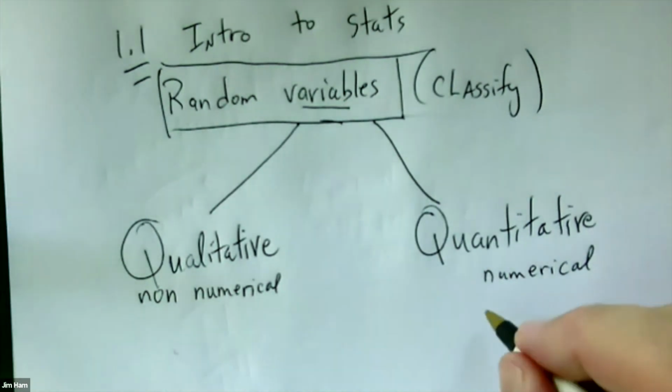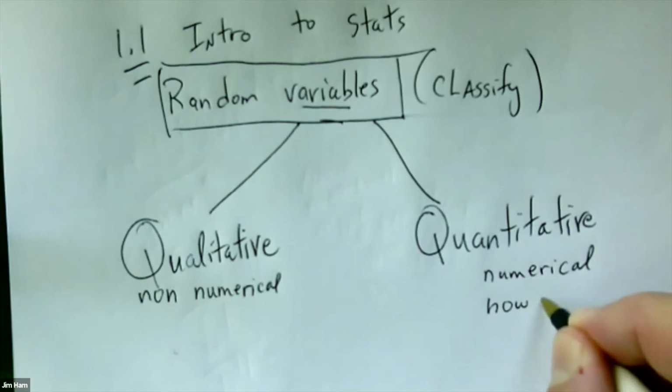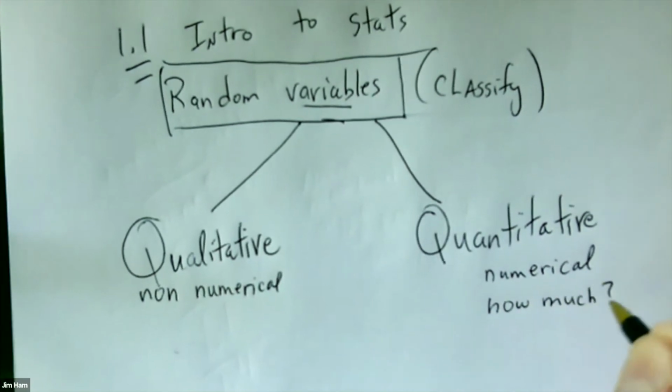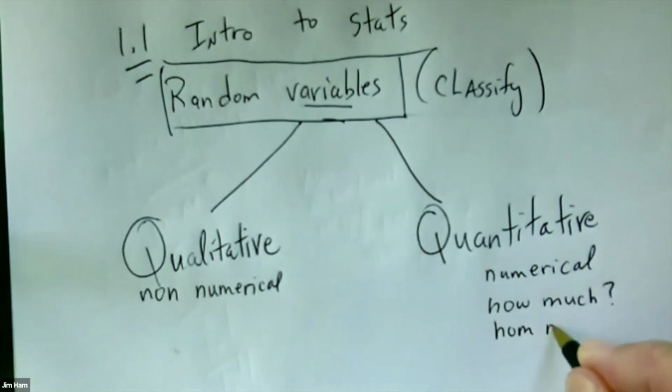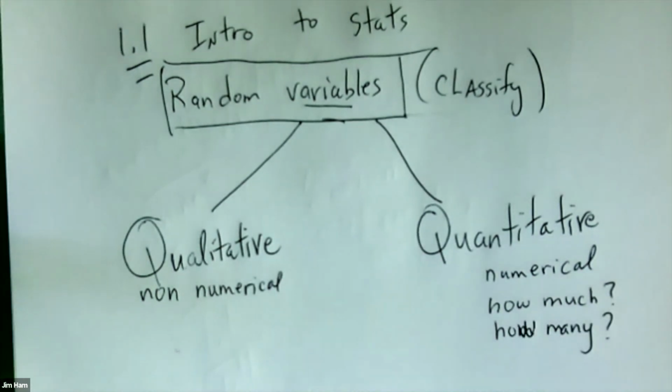Ask the questions: how much gas do you typically put in your car? How much do you weigh? How tall are you? How much or how many? How many credits have you taken so far at Delta? How many cars do you own? How many TVs are in your house? How many siblings do you have? How many, how much, or how many? Those are numerical. If you were asked those questions, you would respond with a number.